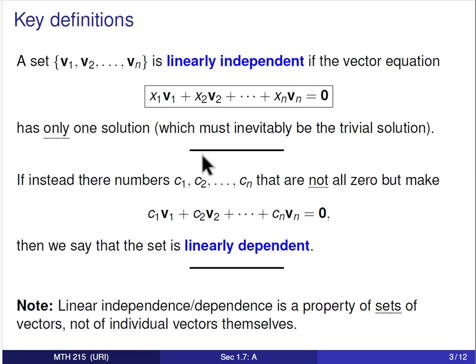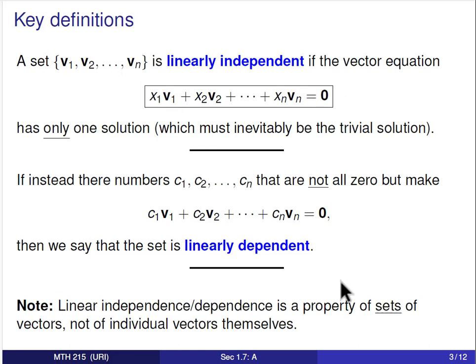Now, if on the other hand, there actually are numbers c1 through cn that are not all 0, but that do allow you to scale these vectors and add them together in such a way that you create the zero vector, then we'll say that the set is linearly dependent. So it all has to do with this equation and whether or not there is a non-trivial solution for the choice of those coefficients. Now, this is a key definition, so please do your best to remember the definition. Keep this equation firmly in mind. It will be showing up in many different places.